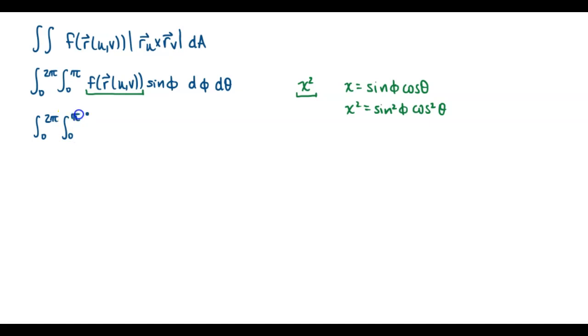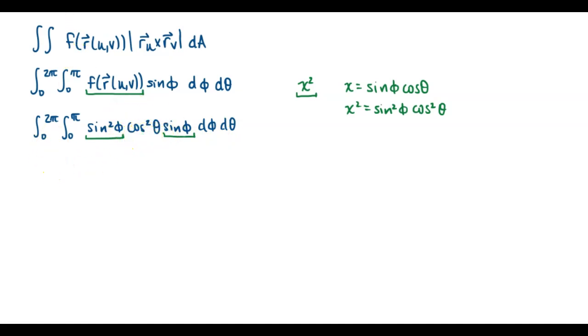And so now we can say that our integral goes from 0 to 2 pi and from 0 to pi of the sine of phi squared, cosine theta squared, sine of phi, d phi, d theta. Okay. And this is the cosine of theta. And so I've got two terms of sine of phi squared and sine of phi that are in terms of phi. I've got another term in terms of theta.